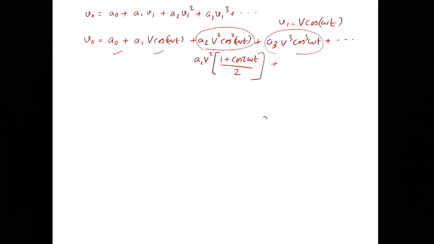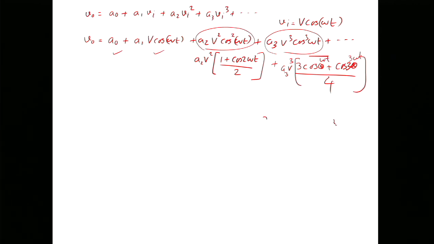Now how about this term? Cos cube theta. That is 3 cos theta plus cos 3 theta divided by 4. That is cos cube theta. Okay? And we have A3 V cube. So that is omega t. That is 3 omega t.